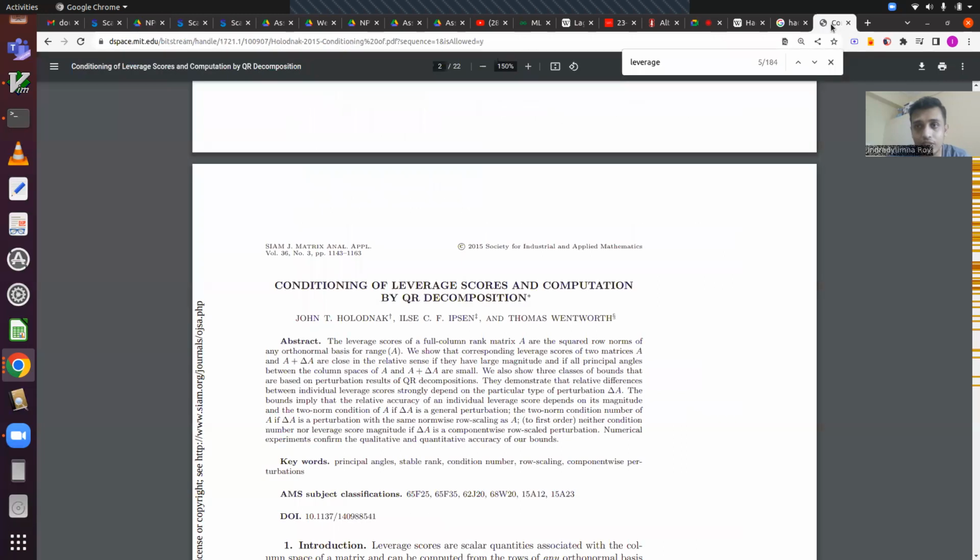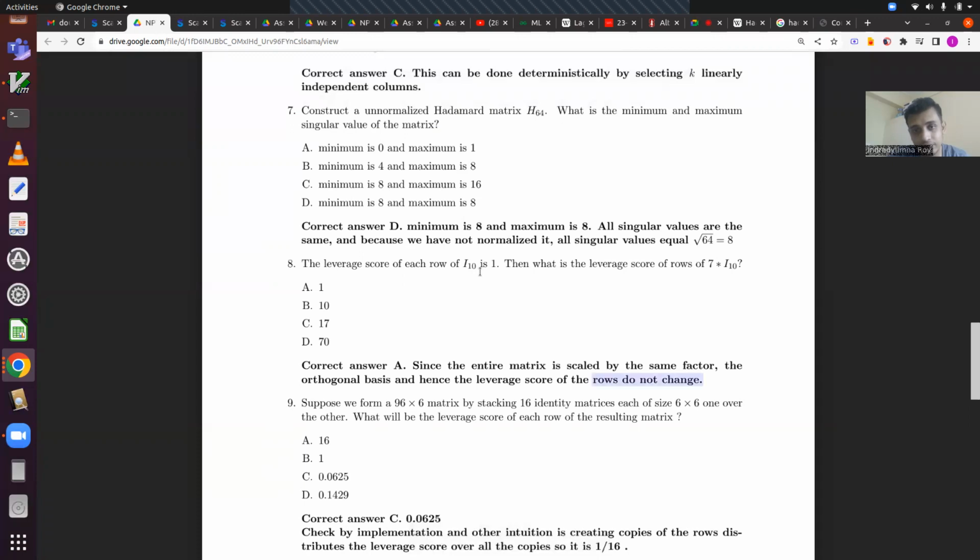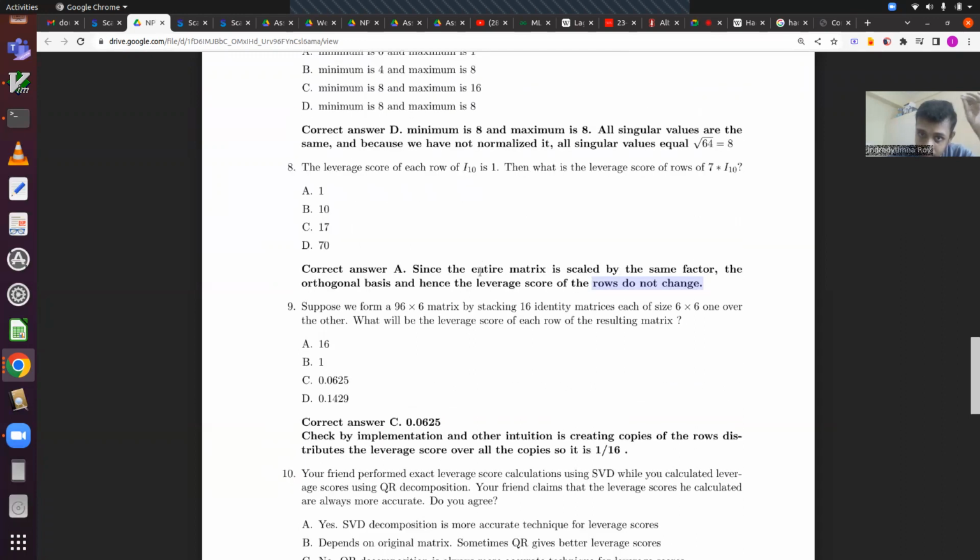And like we saw, the definition of leverage score is that given the orthonormal basis, it computes the squared row norms of them, which is what we discussed earlier: a square plus b square plus c square and so on. So since the basis is unchanged, the leverage score is also unchanged. That means that will be 1. Simple. Clear. Next question, sir. 9.